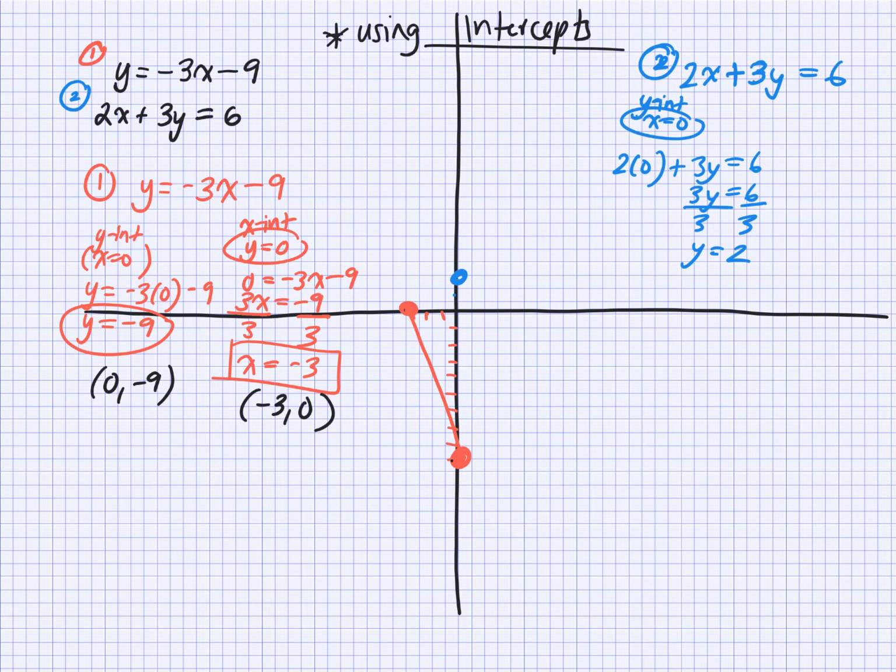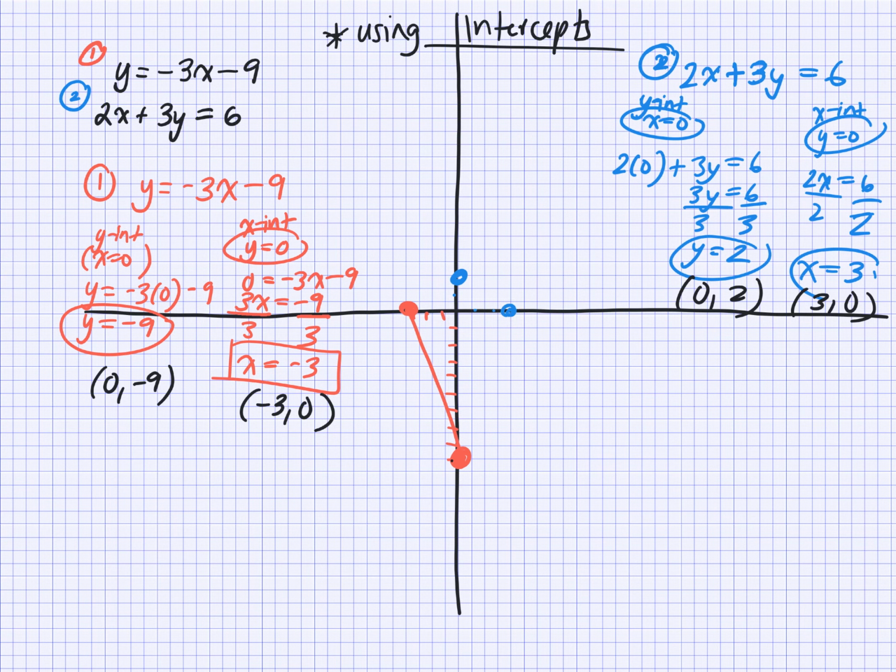And then what'd you get for the x-intercept? X is equal to 3. So you set y equal to 0. So 2x equals 6. Yeah. Yep, divide by 2. X equals 3. So the coordinate of the y-intercept is 0, 2, and the x-intercept is 3, 0. So it would be here, 1, 2, 3.